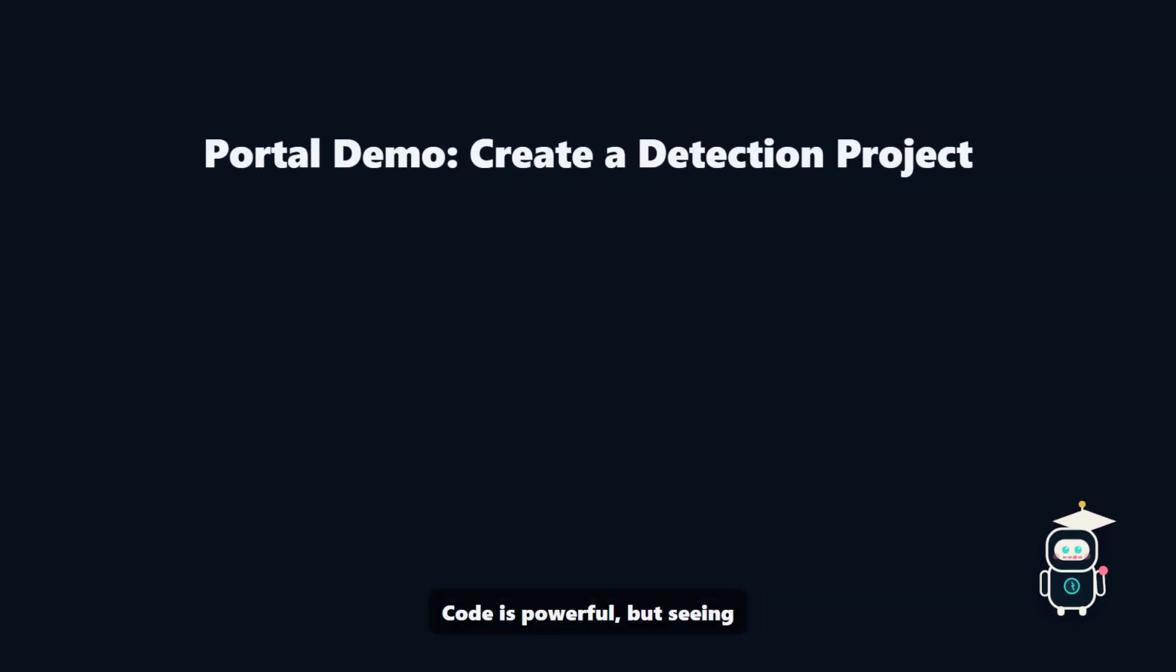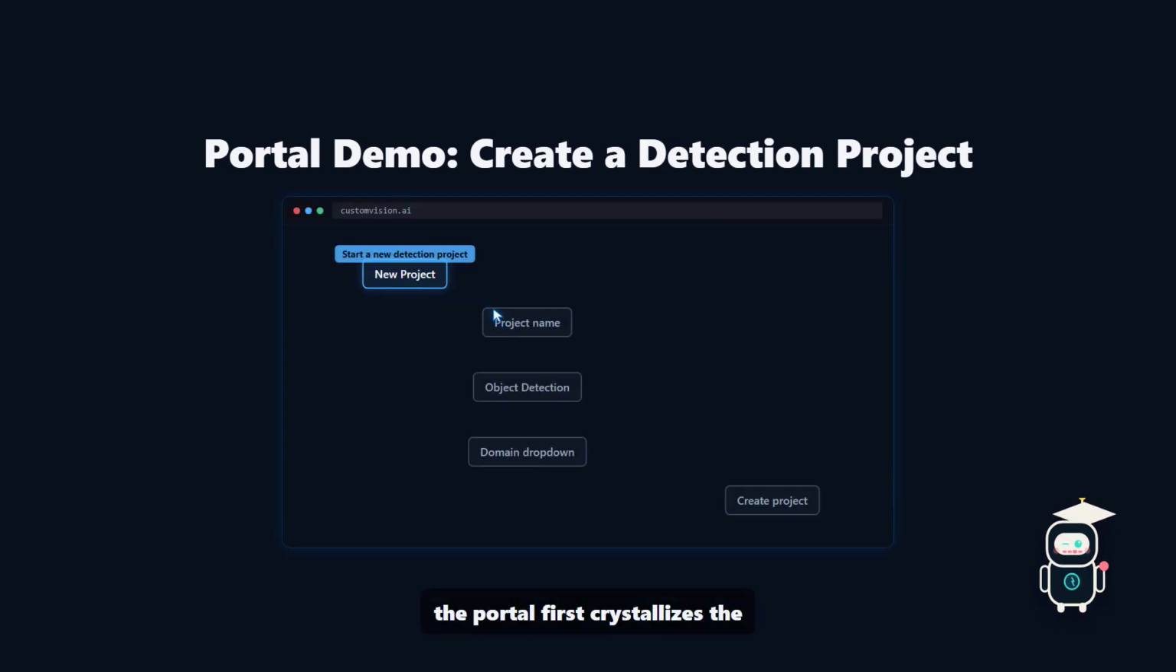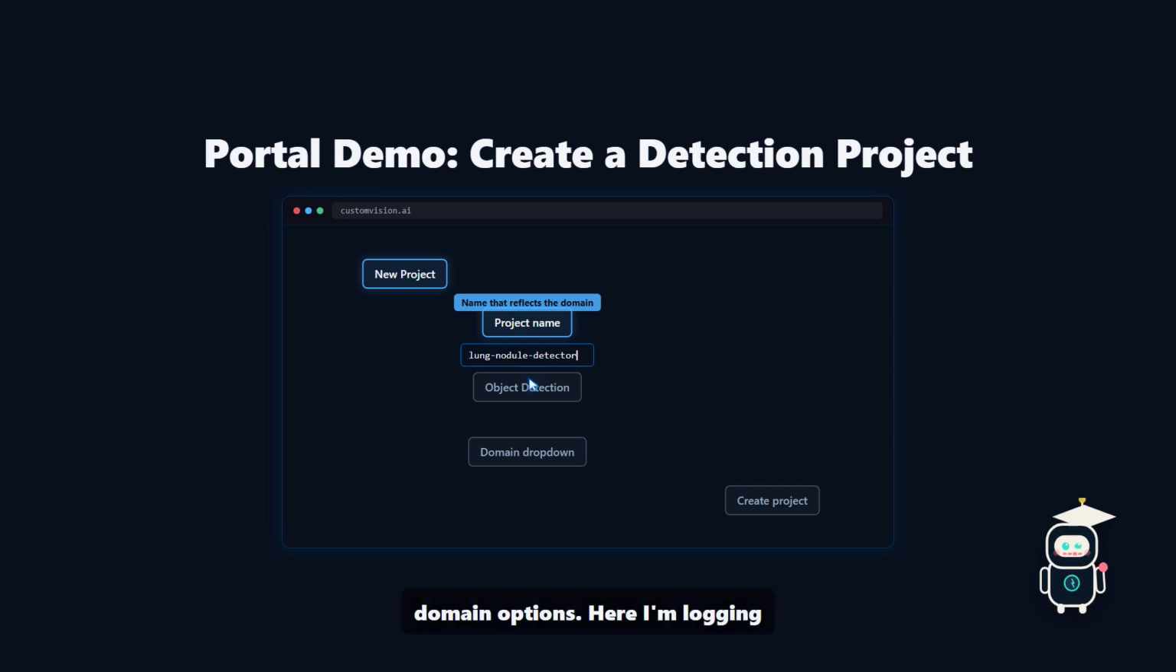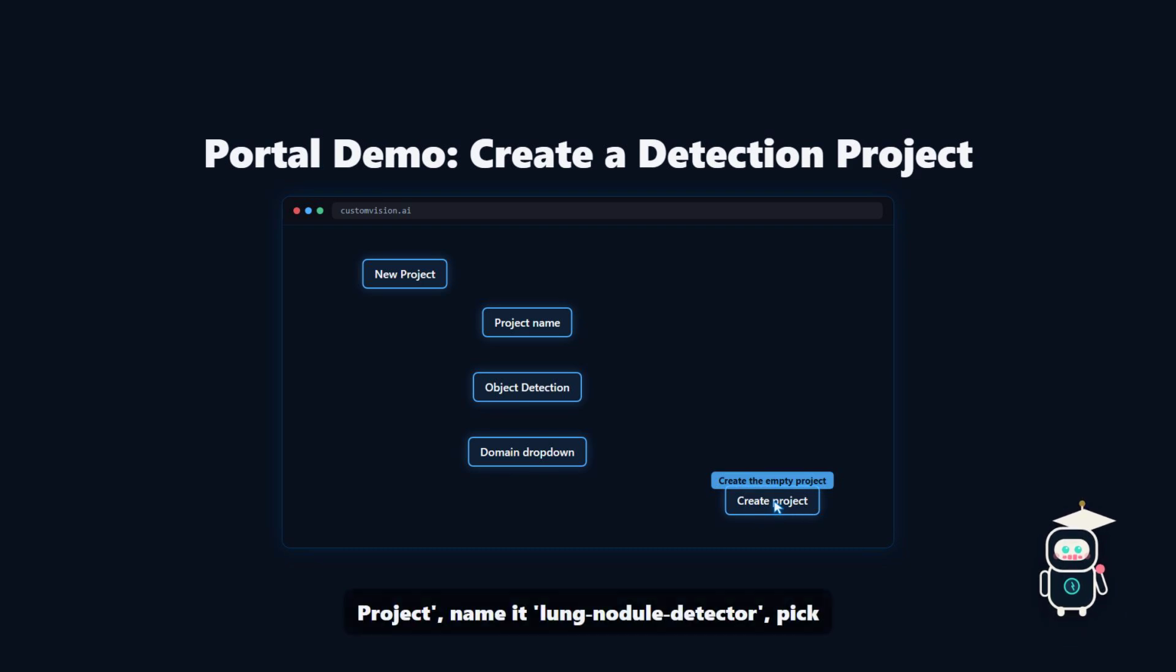Code is powerful, but seeing the portal first crystallizes the domain options. Here, I'm logging into customvision.ai. I click New Project, name it Lung Nodule Detector, pick Object Detection, then the crucial dropdown, General (Compact), which influences whether you can export the model to certain edge devices later. One click later, and my empty project is ready for data.